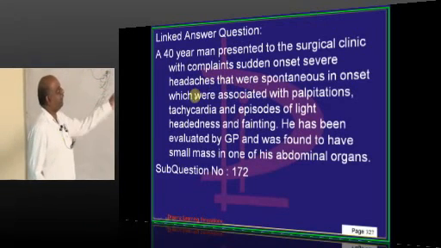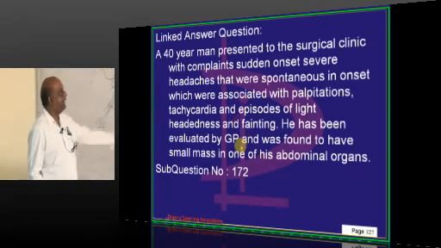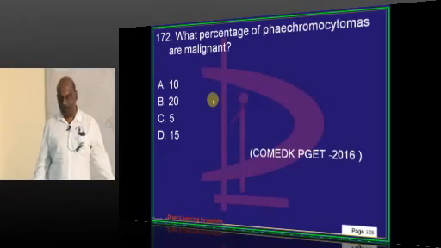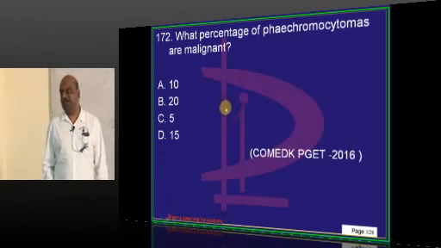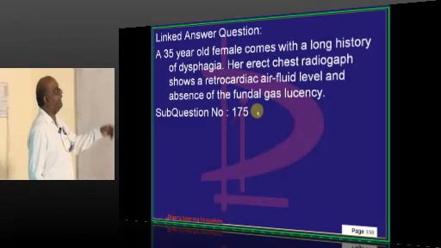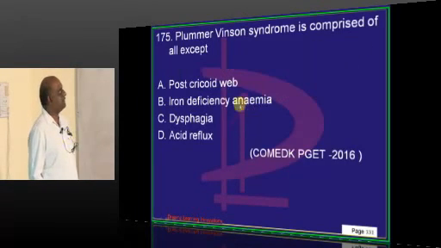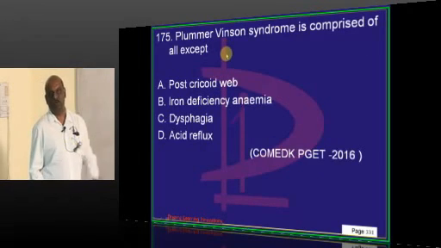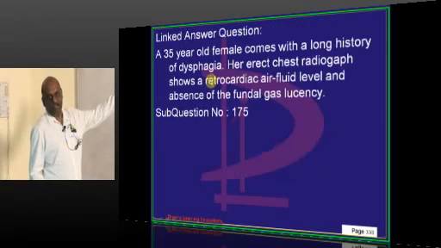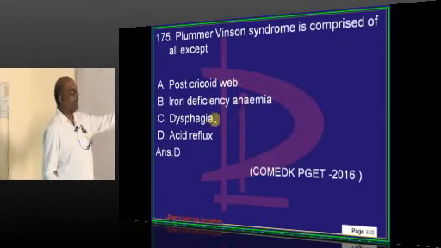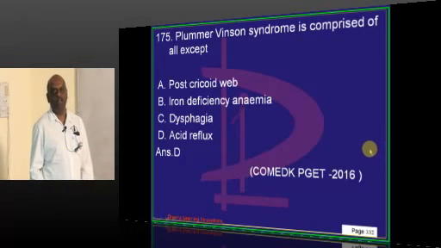Then 40-year-old, sudden onset of severe headache, fainting. Same story, pheo. What is the rule of 10? Malignant are 10%, bilateral are 10%, right? Then 35-year-old, long history of dysphagia, retrocardiac air fluid level is there, no fundal gas. Actually, between that story and this, there is no relationship. So better we don't read the story unless it is relevant to the question. In Plummer-Vinson there is no acid reflux but dysphagia, iron deficiency and post-cricoid web. Even an LKG student knows that.